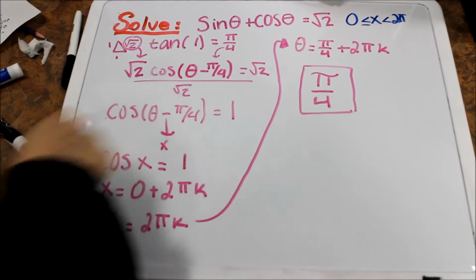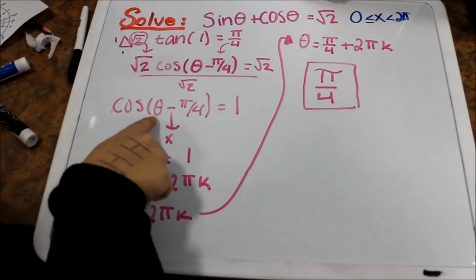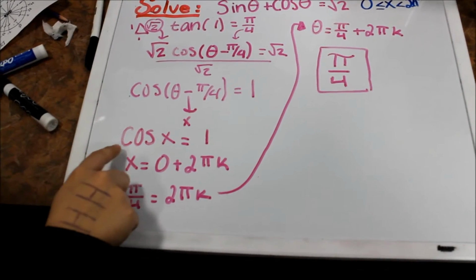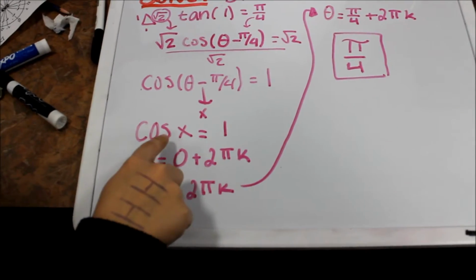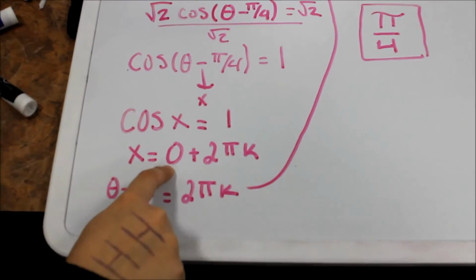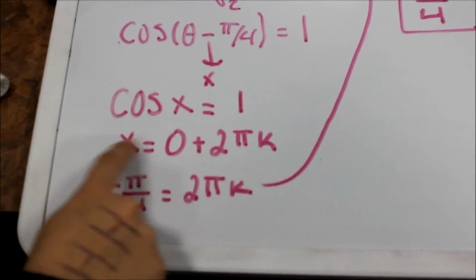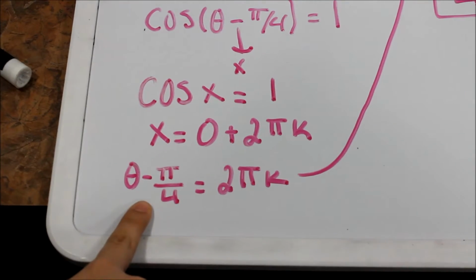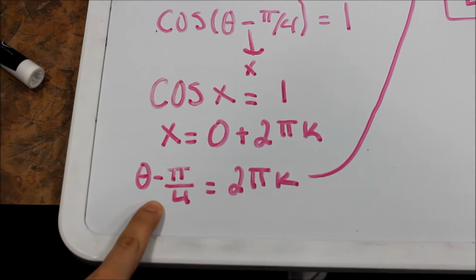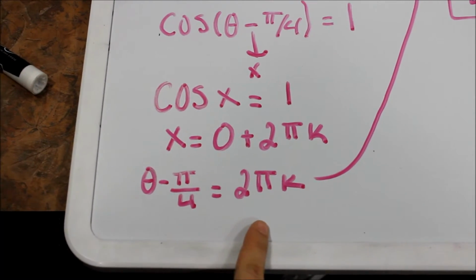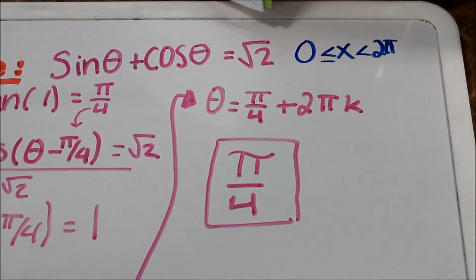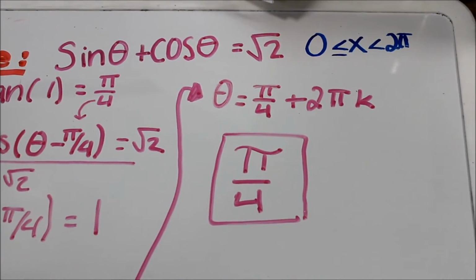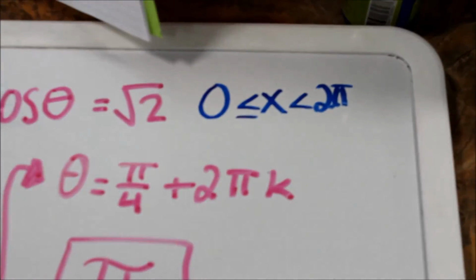So I divide both sides by the square root of 2, and I'm left with cosine of theta minus pi over 4 equals 1. Now I substitute this for x, and so I have cosine of x equals 1. And cosine is 1 at 0, and then to get the general solutions, you add 2 pi k. So you have x equals 0 plus 2 pi k. Then I substituted this back in for x. So I have theta minus pi over 4 equals 2 pi k, which equals theta equals pi over 4 plus 2 pi k. And because you can't add 2 pi k to pi over 4 because you'll go over this, you only have the answer of pi over 4.